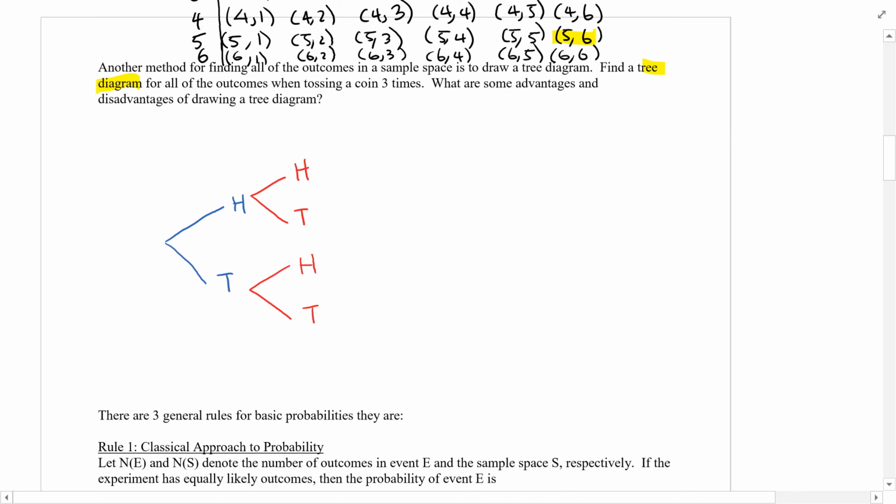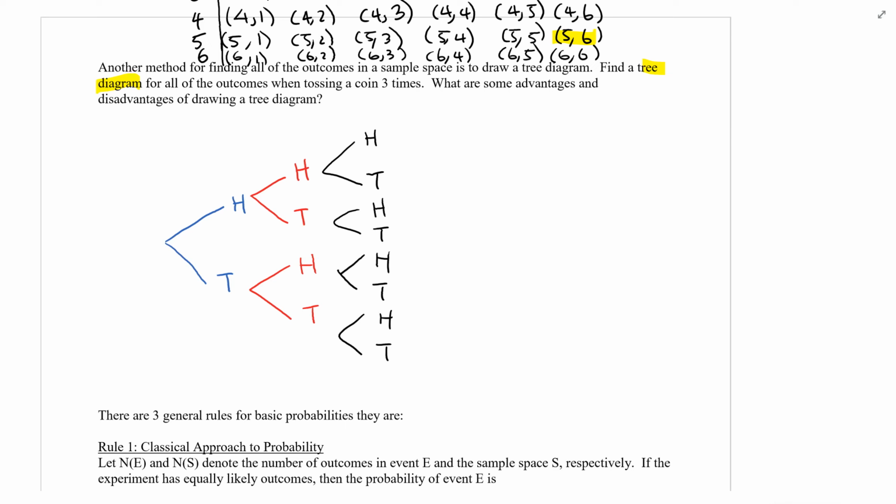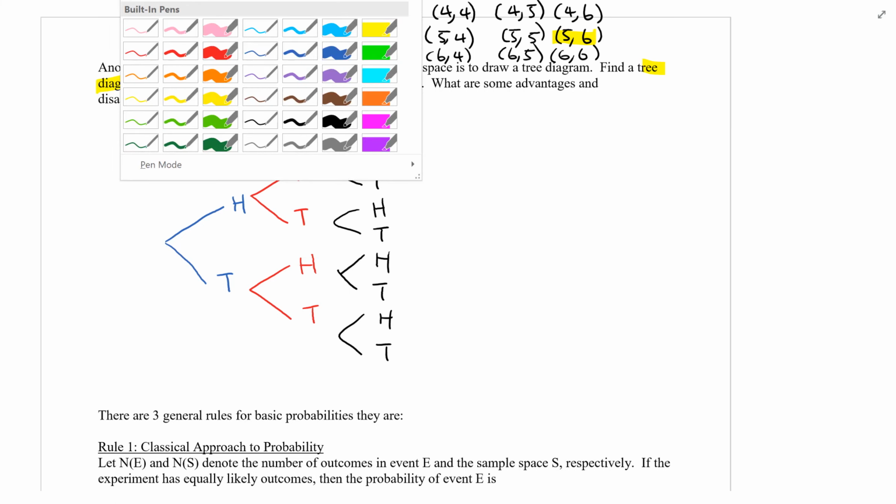I can list the third way. Okay, so here I can do head, tail, head, tail, and then head, tail, and then head, tail. Now I can list out all the possible outcomes here. Let me use a different color.